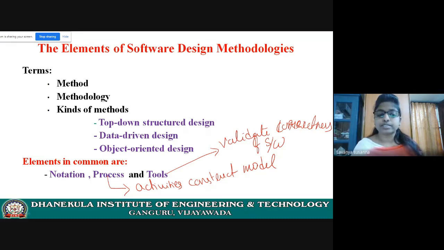Notation, process, tools. Notation represents the programming language which is used to express the model, process represents the activities which are used to construct the model, and tools represent what is used to validate the correctness of the software. If there are any errors and any inconsistencies in the software, those will be exposed using these tools.